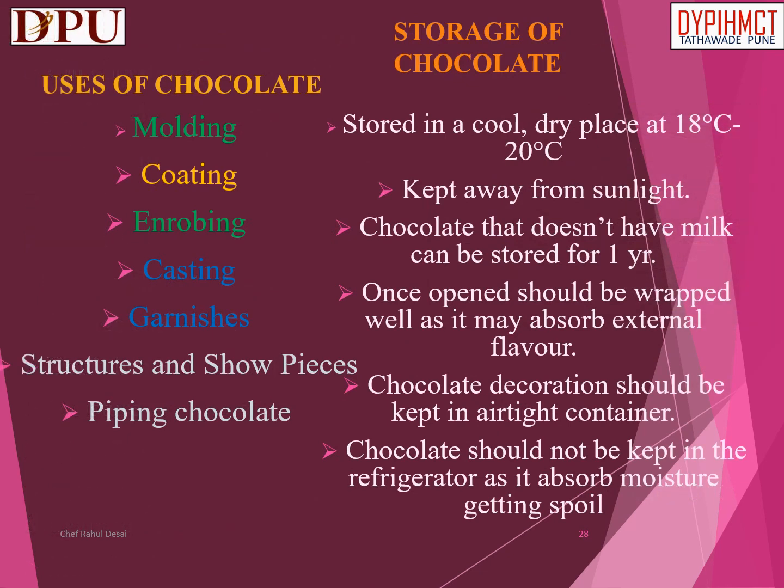Uses of chocolate: molding, coating and enrobing, casting garnishes, structures and show pieces, and piping. Storage of chocolate: store in a cool, dry place at 18-20, kept away from sunlight. Chocolate that does not have milk can be stored for 1 year. Once opened, it should be wrapped well as it may absorb external flavor. Chocolate decoration should be kept in an airtight container. Chocolate should not be kept in the refrigerator as it absorbs moisture and gets spoiled.